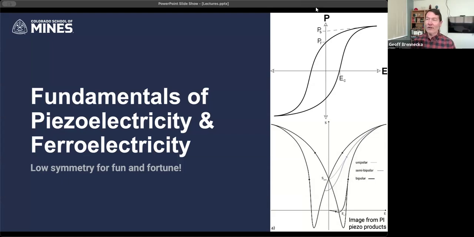We're going to jump right into what I think is the most fun aspect. So this is the basics of ferroelectricity and piezoelectricity. This will probably stretch beyond just today's lecture into Thursday's because there's a lot to cover, and I get excited about things and want to go into more detail.